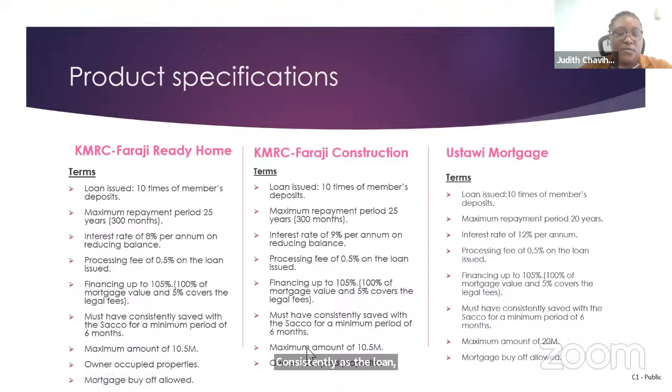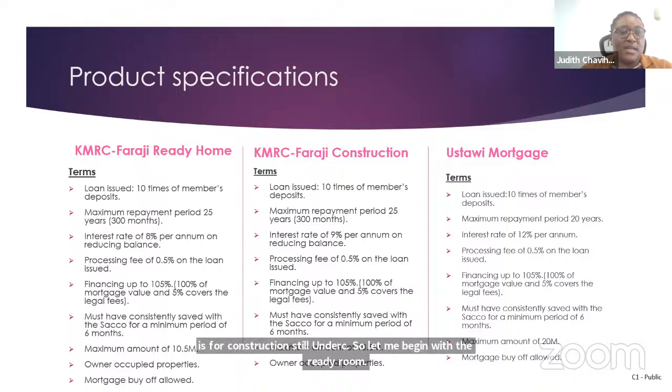Then we have different products. So I'll be addressing most of the frequently asked questions as I present the products that we have, and give clarity on the areas that are most frequently asked. In Safaricom Sacco, we have 3 mortgage products. We have 2 KMRC products and 1 in-house product, and I'll take you through the difference between them. We'll start with the KMRC Faraji Ready Home. This is basically for ready home ownership, and it's majorly provided under the KMRC umbrella. And we have the construction mortgage, which is for construction, still under KMRC. So let me begin with the Faraji Ready Home.